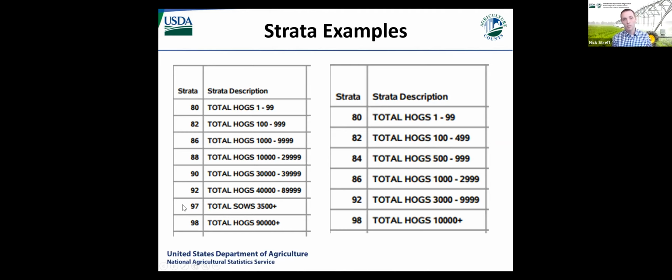As you know, hogs have moved, and there are more operations that are farrow to wean. We need to make sure we're picking up those farrowing. So in a few states, we've started to identify a sow-only strata to make sure we're finding those farrowing operations so we can get the correct number of farrowings and pig crop for our national level report.